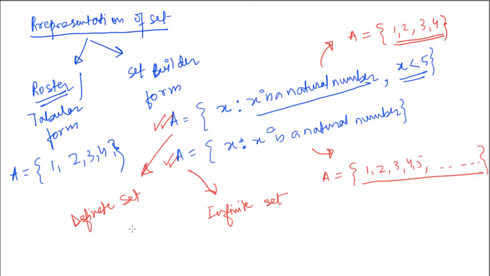So what is a definite set? A set in which the number of elements is fixed. An infinite set is a set in which the number of elements is not fixed, meaning its number of elements is infinite. A definite set has a finite number of elements. Okay, so till now it's clear, I hope. Let's move on to the next part.